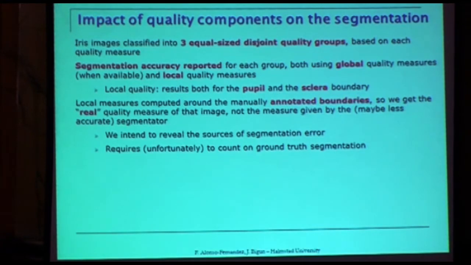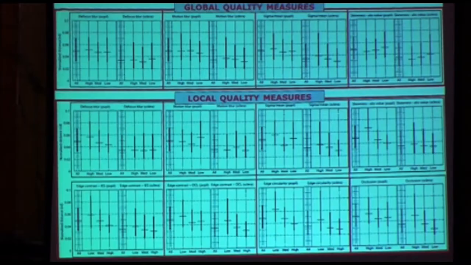To evaluate the impact of quality components on the segmentation, we classified the images into 3 equal quality groups based on each measure. We report the segmentation accuracy for each group, both using global and local quality measures. And local measures are computed around the annotated boundaries. This is one of the drawbacks of this study. But we intend to reveal the source of segmentation error, and so we cannot rely on a segmentator that maybe is not 100% accurate. So this is why we compute the local quality measures using the annotation.